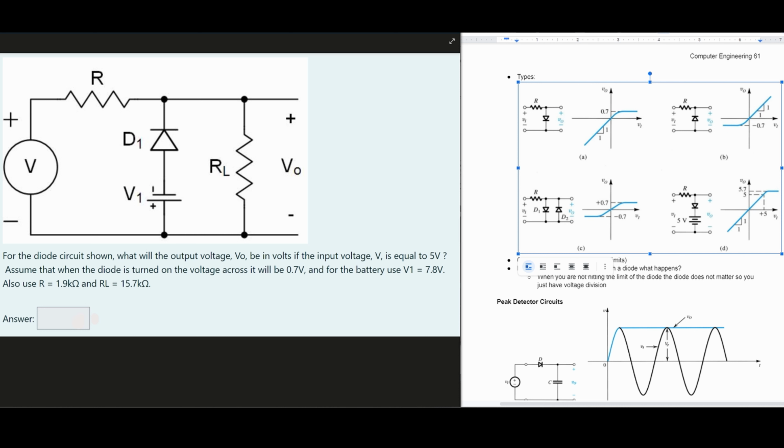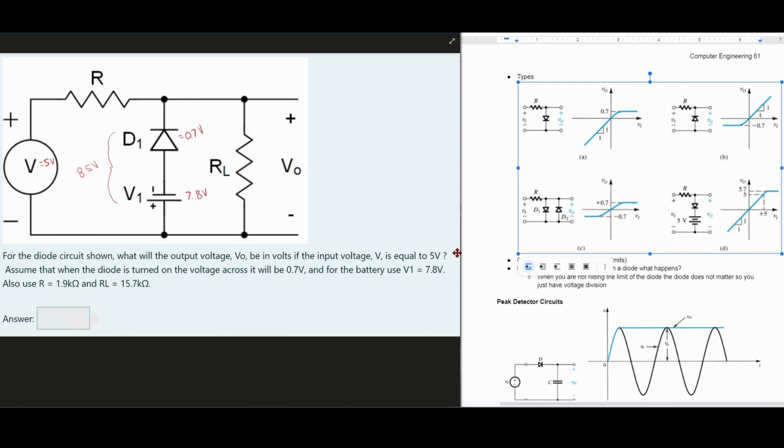So this is our first important piece of information. Let's write this out. Our V here is 5 volts. Then we need to assume that the diode is turned on, so the voltage across it will be 0.7 volts. For the battery, we have our voltage 1 equal to 7.8 volts. That means in this entire branch, we should have 8.5 volts. And we also have these resistor values that we're going to look at in a second.